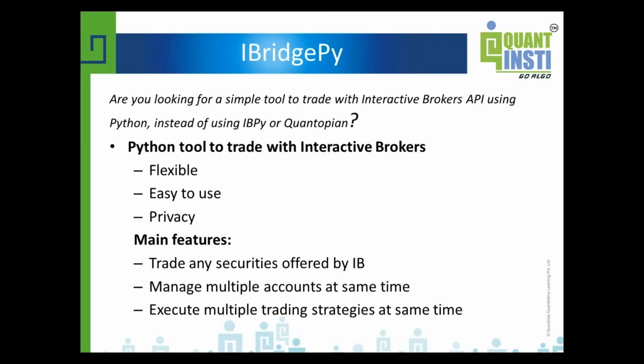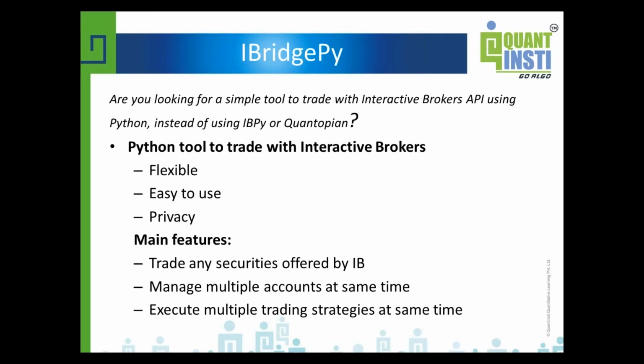The second one is easy to use. Just like QuantInsti, it compiles your program into 2 functions, and I think it's pretty easy to use. That's why I adopt this methodology in IBridgePy.